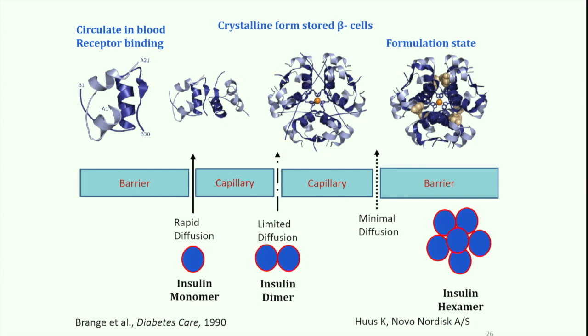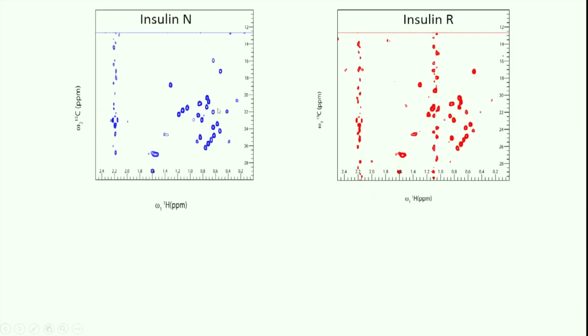Now this equilibrium is very important. In some person you need rapid, in some person you need slow. So therefore these are mixed. When you are mixing two kinds, biphasic, a crystalline form and a soluble form, you need a technique which can investigate it. And that's what our NMR helps you with.